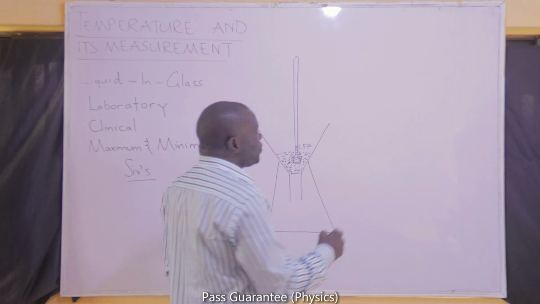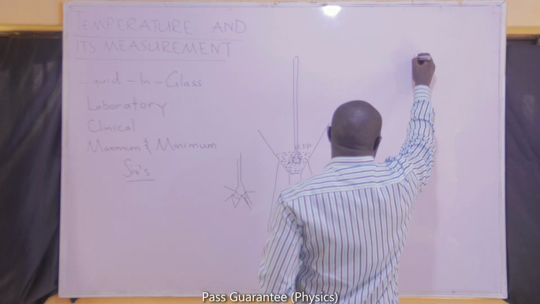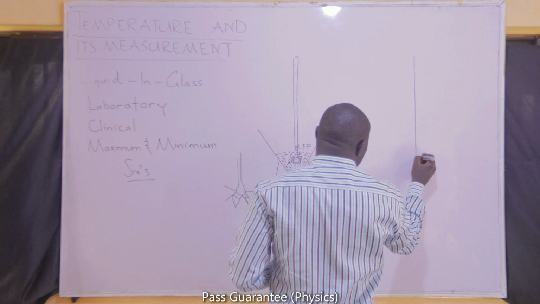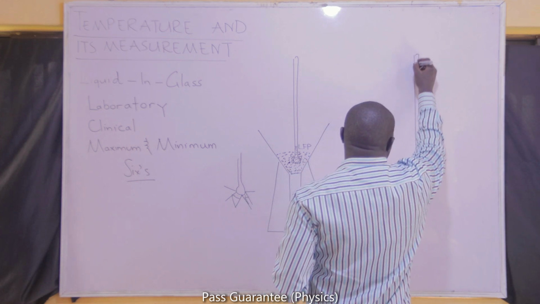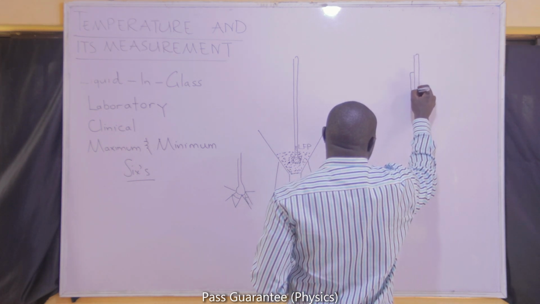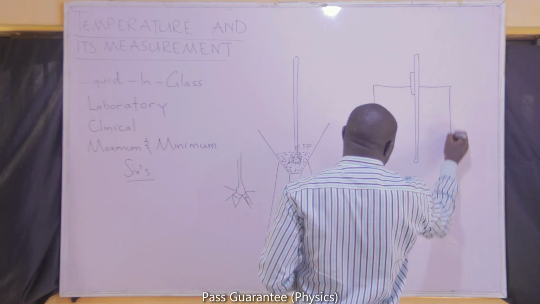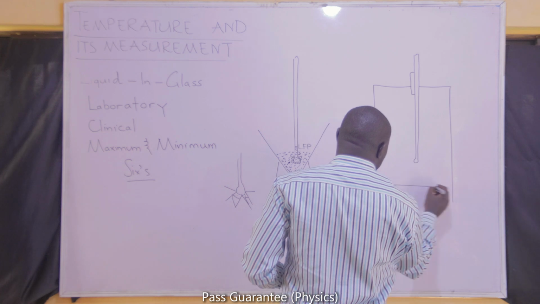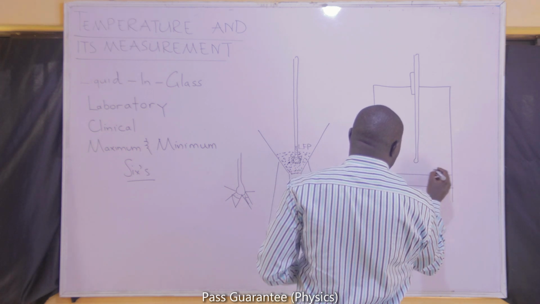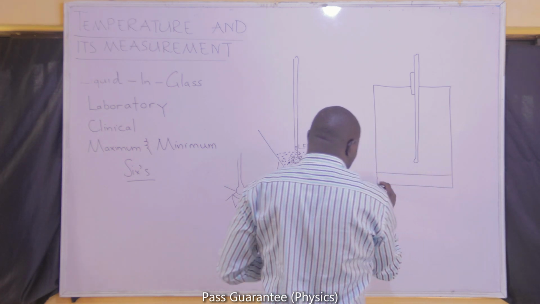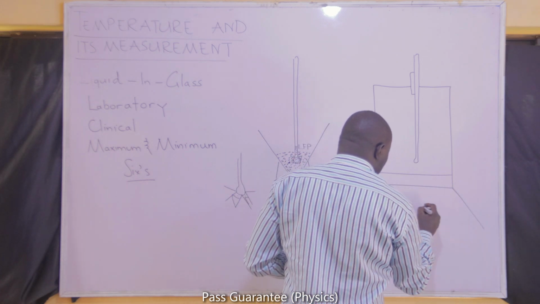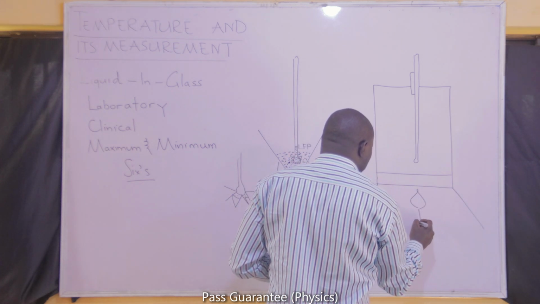In getting the upper fixed point of the thermometer, you remove it. You put it in a device that is known as the hypsometer. Hypsometer is just a container with boiling water.